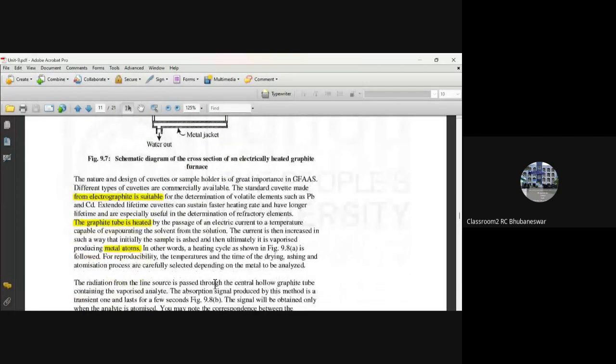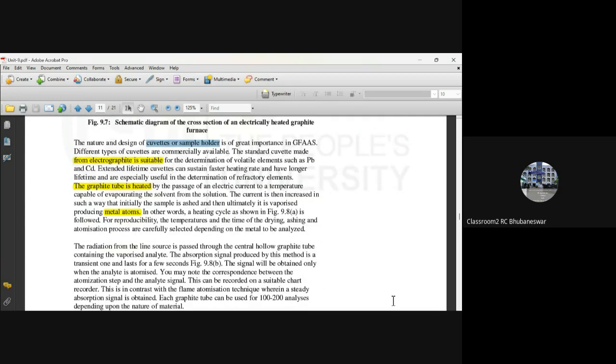So the nature and design of the cuvette or sample holder is of great importance here. The most important component in GFAAS is the cuvette or sample holder you are using. Different types of cuvettes are commercially available. The standard cuvette made from electrographite is suitable for the determination of volatile elements such as lead and cadmium. Nowadays, lead poisoning study is an emerging area. Not only lead, but many elements you are studying are very important topics.